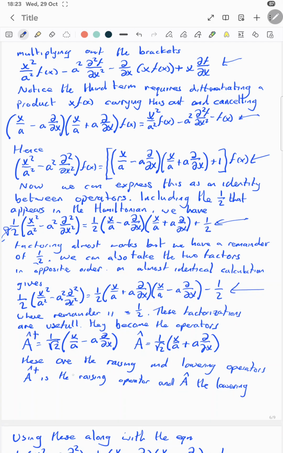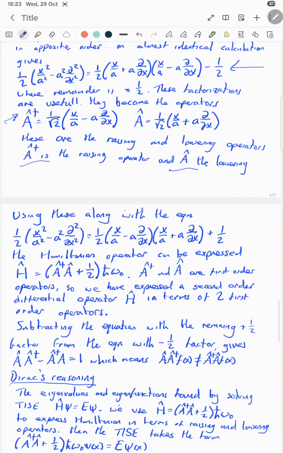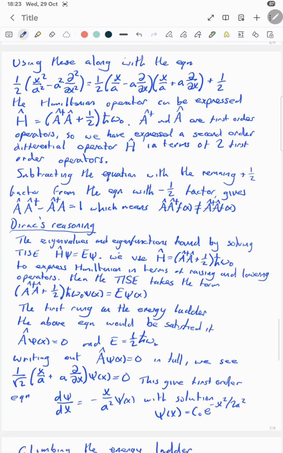These factorizations are useful. They become the operators A hat and A hat dagger. These are the raising and lowering operators respectively, with this being the raising and this the lowering, in regard to energy levels.